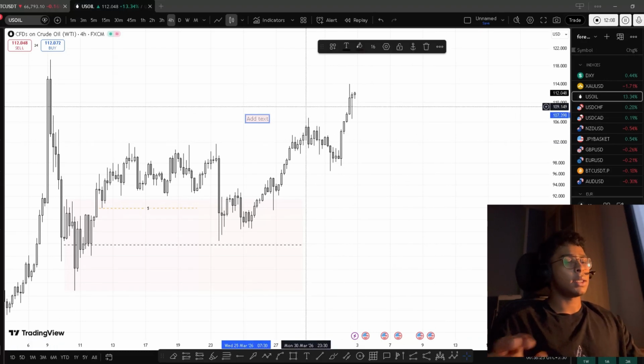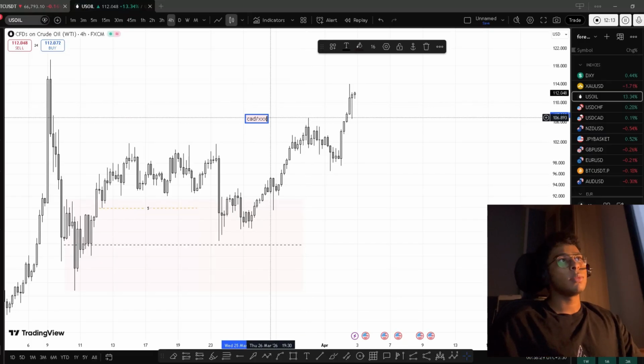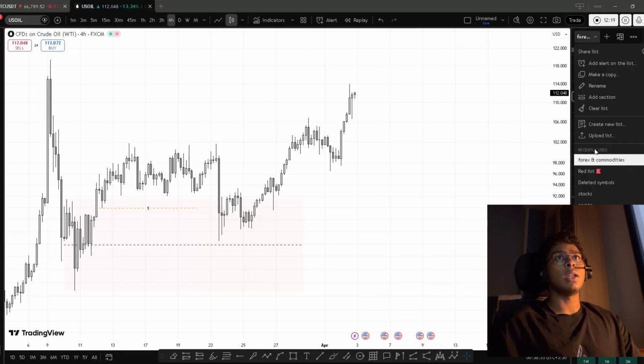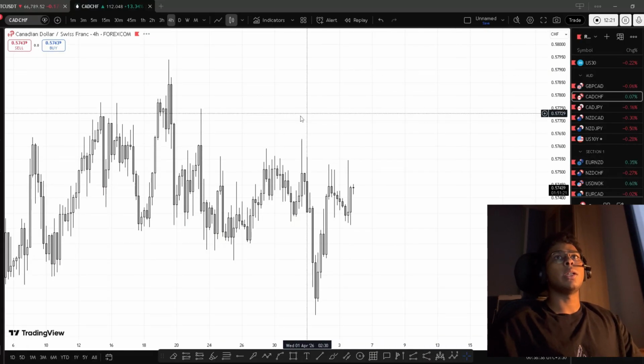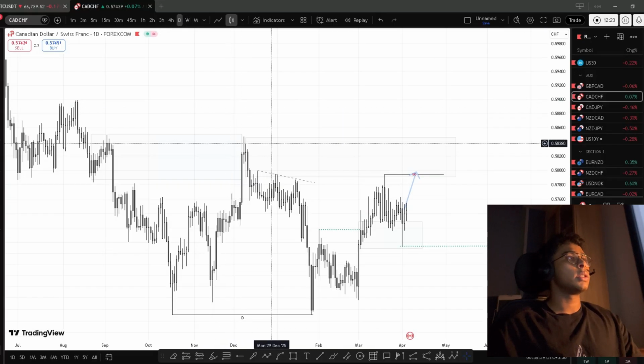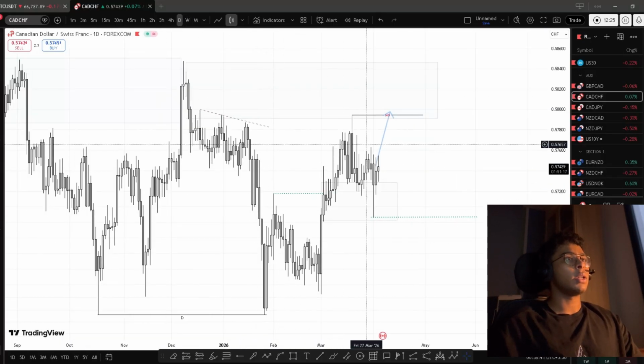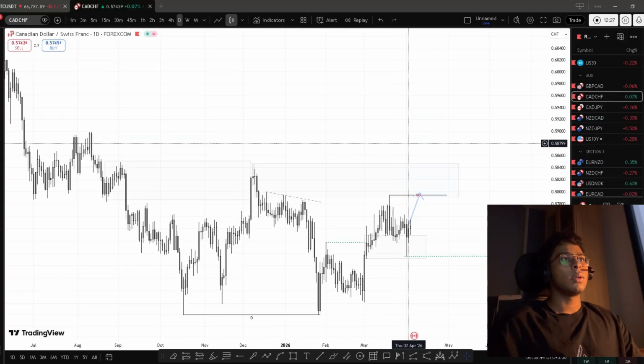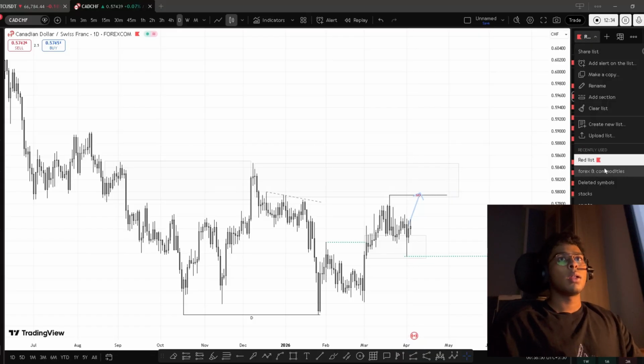So all the pairs like CAD, it can be anything. It can be CAD JPY, CAD CHF. Everything will randomly go up. You can even see it here. See, this is the CAD CHF chart. It has been going up since the war because US oil is going up and US oil and CAD are correlated. But again, what is GBP CAD?